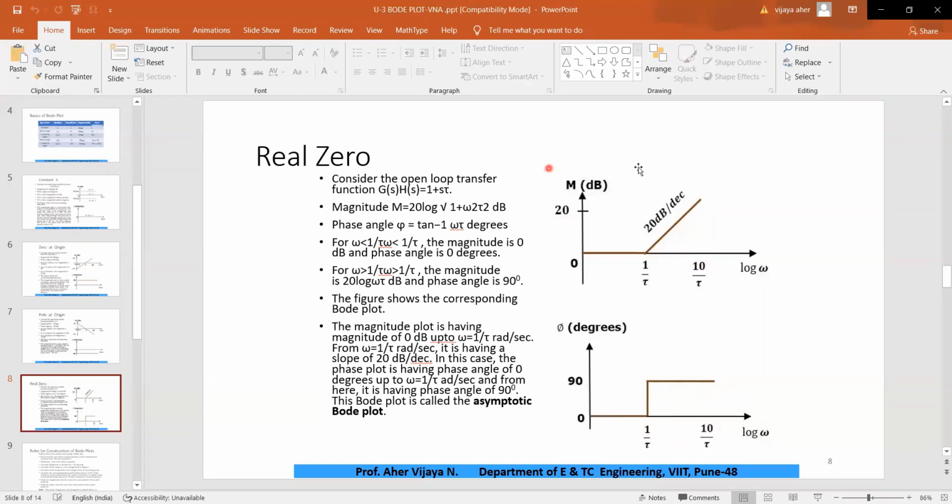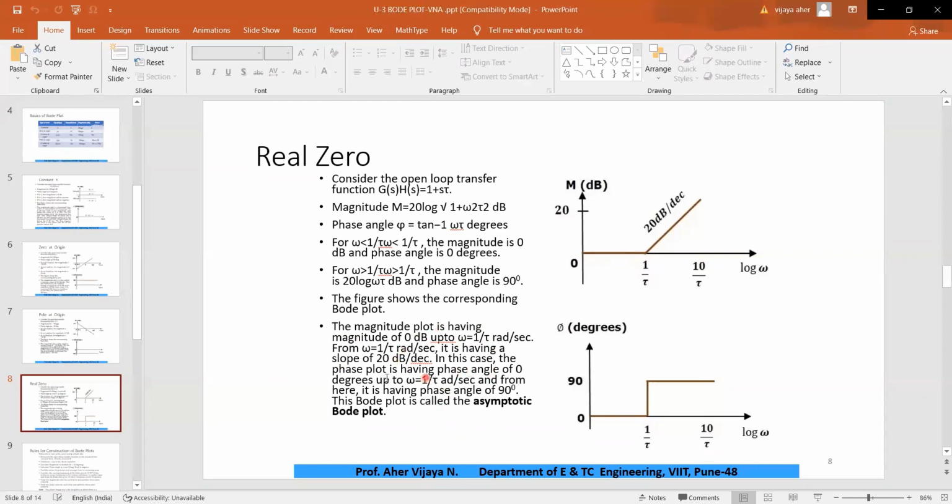Now, this is the magnitude plot for real 0, and this is the phase plot for real 0. The same description is written over here, and this is nothing but your Bode diagram, or you can say Bode plot. The magnitude plot has magnitude equal to 0 dB up to omega equal to 1 by tau. I have explained all these things. The same thing is written over here. Please go through this.